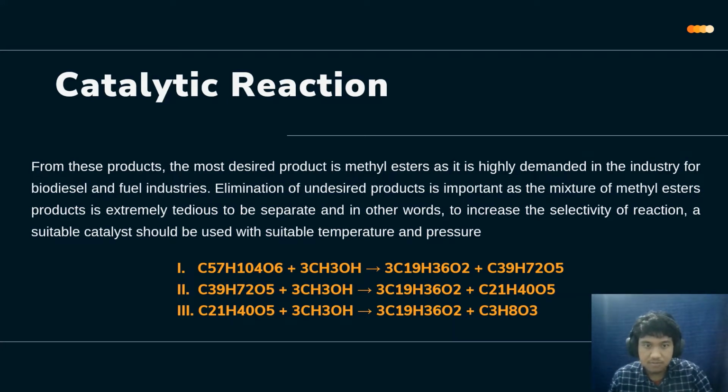As you can see from the reaction, the feed inlet, triolein, can be reacted with methanol. It can result in methyl oleate as the biodiesel. We need the most desired product, and the side reaction produces glycerol. Later, the glycerol will be removed with a decanter or separator, so we can get a pure methyl oleate as the biodiesel for fuel industries.